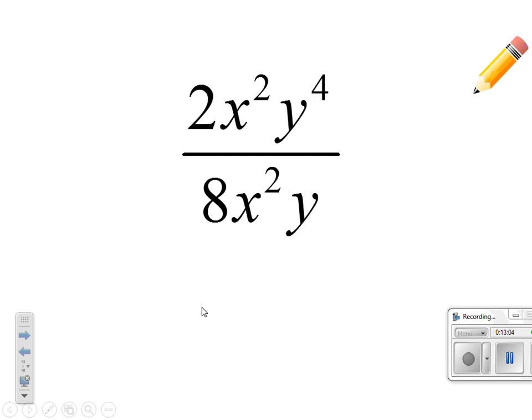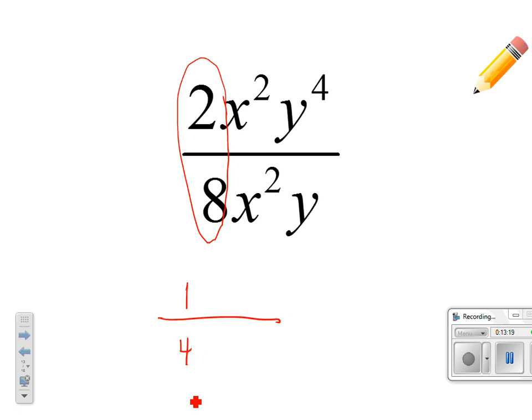2x squared y to the 4th over 8x squared y. Well, if I didn't have the x's and the exponents, that would say 2 divided by 8. 2 divided by 8 is 1 over 4. How many x's do I have on top? How many x's do I have on bottom? I have a division sign. The division sign says I can subtract these exponents. So 2 subtract 2 would be x to the 0.